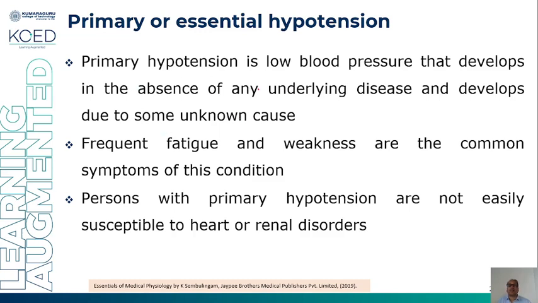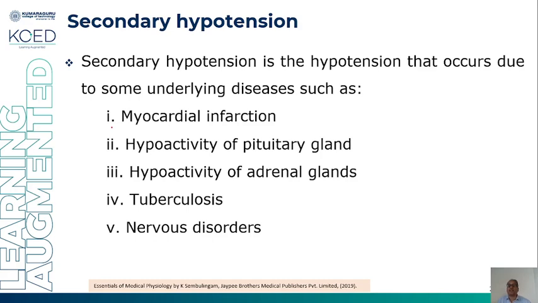What is primary? Again, there is no underlying disease, but due to some unknown cause this hypotension has developed. Weakness and fatigue are some of the common, overlapping symptoms. Fatigue and weakness also appear during any infections, bacterial or viral, so this cannot be considered a unique symptom. Persons with primary hypotension are not susceptible to heart or renal disorders. Thank God. The second one is secondary hypotension.